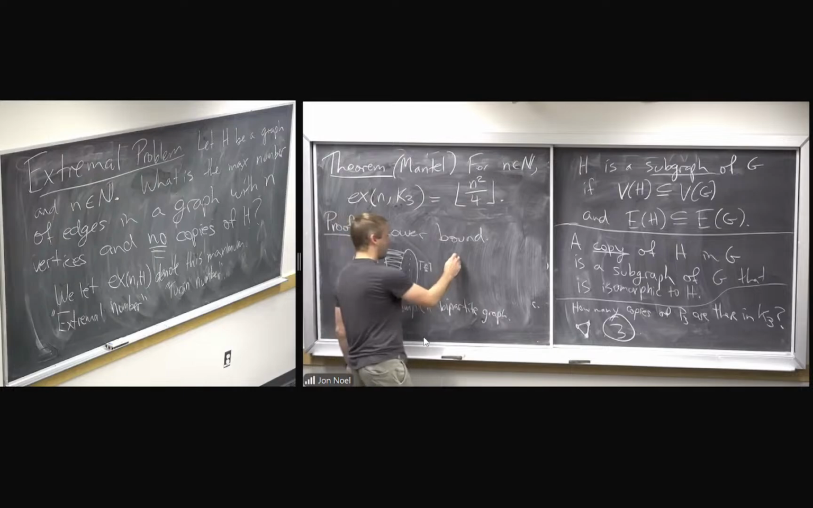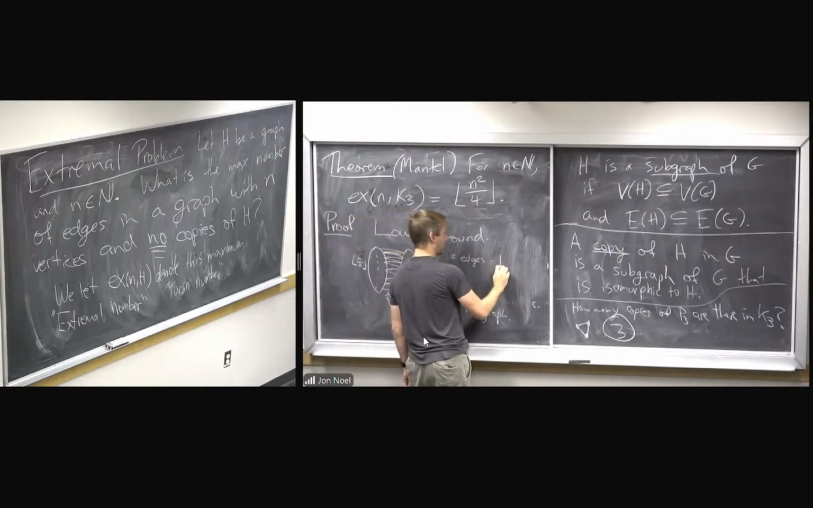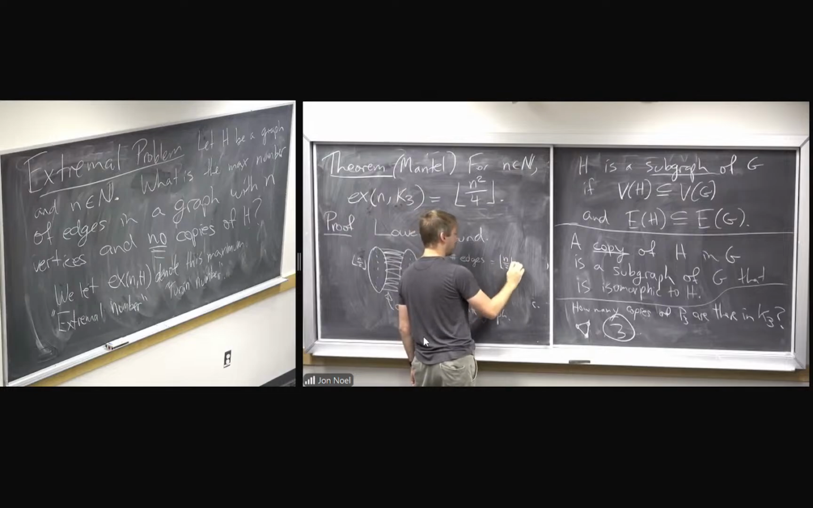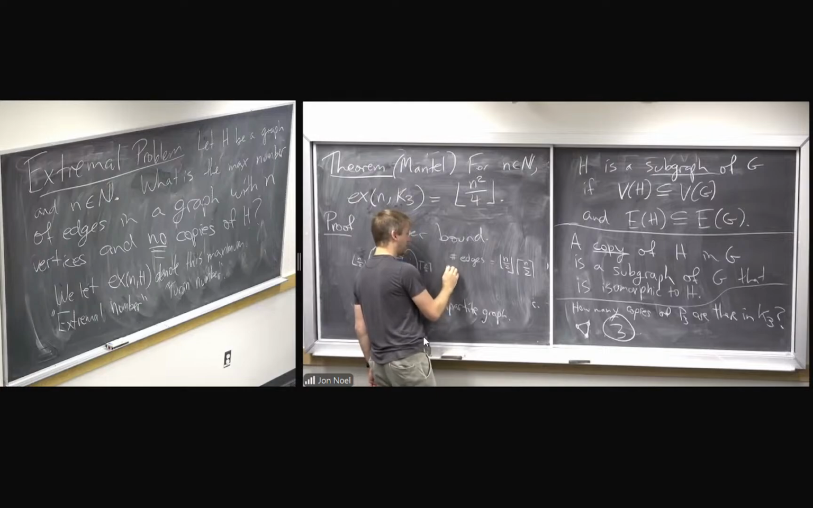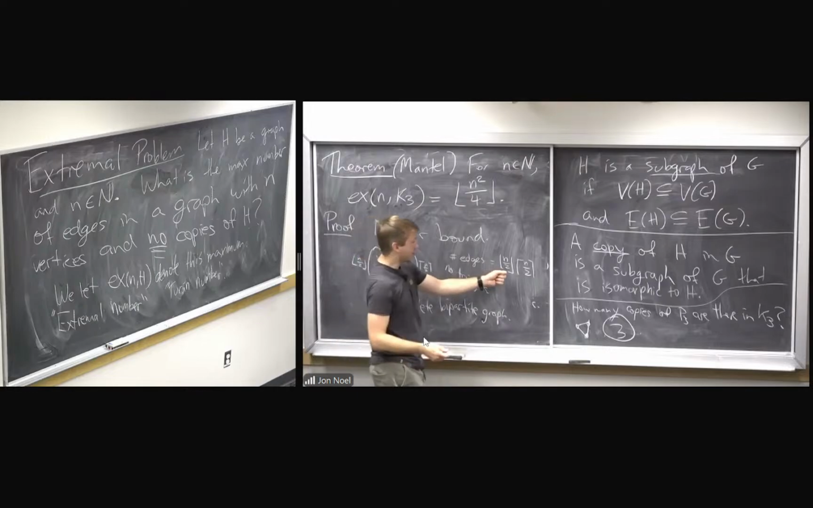And the number of edges will be floor of n over 2 times ceiling of n over 2. And there are no triangles, in other words no copies of K3, because by pigeonhole, two of those vertices would have to be on the same side, and there's no edge. And if you do the math, this turns out to equal this value.